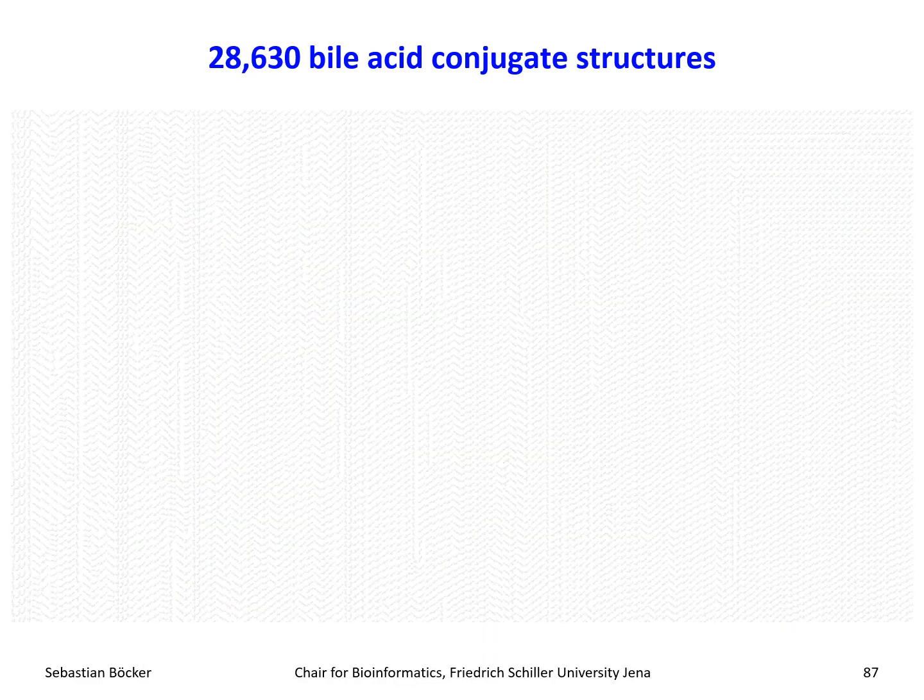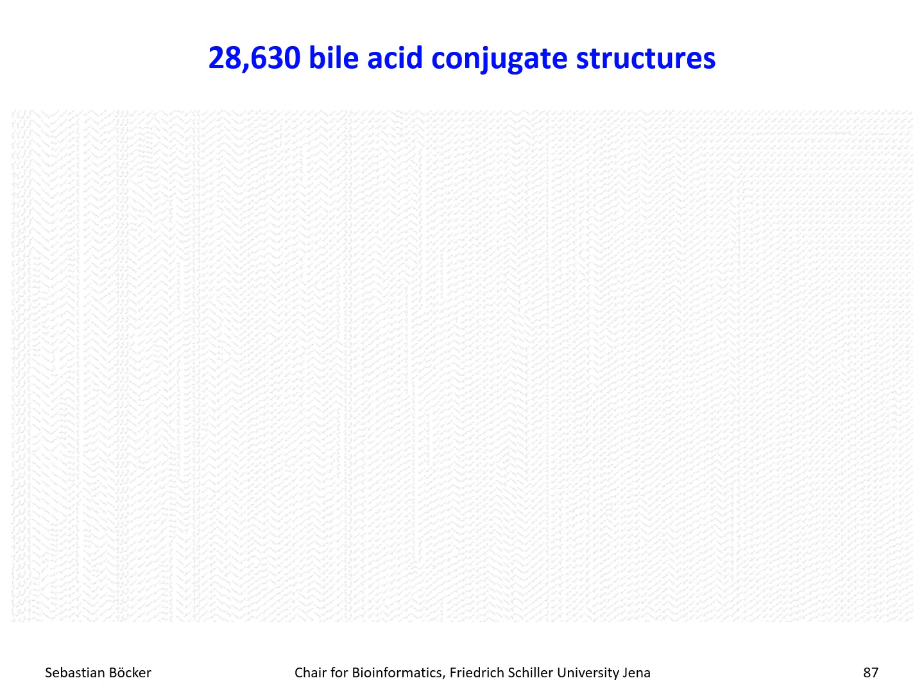And if you do that, you end up with 28,630 bile acid conjugate structures. This is less than an hour of computation, I would say. If you implement that very well, you might even get it down to minutes or seconds, but it doesn't really matter because the other steps are much more time consuming.